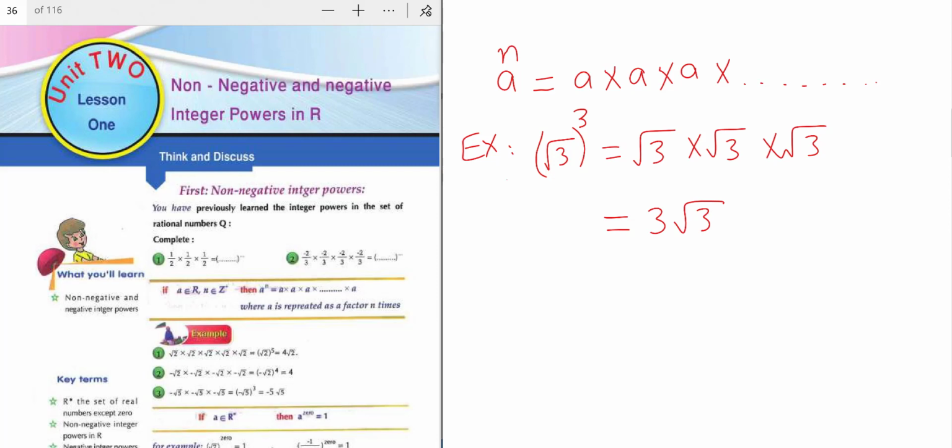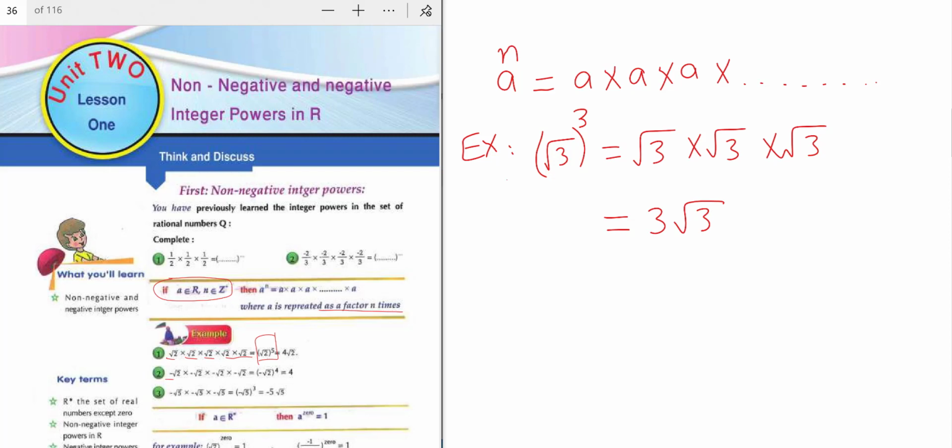If a belongs to the real numbers and n belongs to the positive integers, then a power n equals a times a times a, a repeated as a factor n times. For example, root 2 times root 2 times root 2 times root 2 repeated 5 times, so it is called root 2 all power 5.